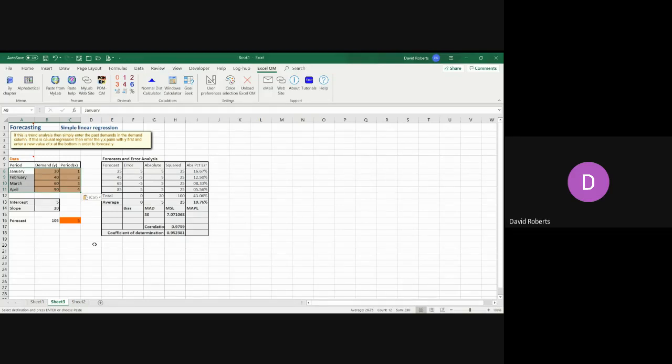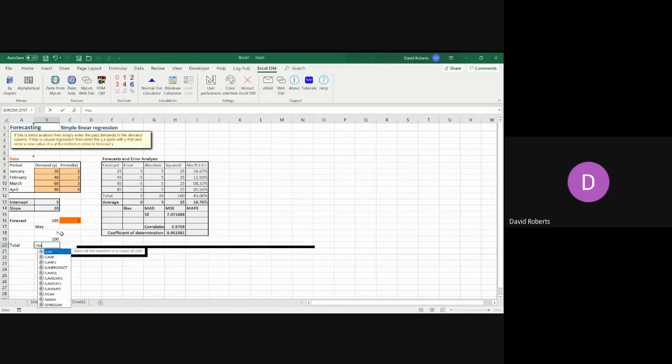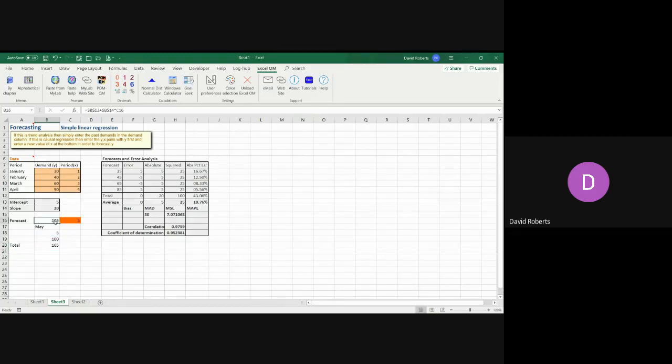So the forecast for May is 105. You have an intercept of 5, and you have a slope of 20. It will be period number 5, so that will be 100. So the total will be the intercept plus the total of the slope, which is the 105. That's the formula that they have.